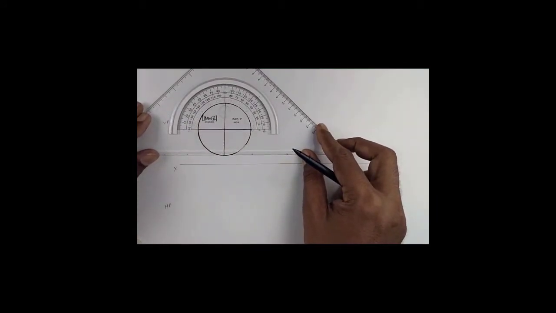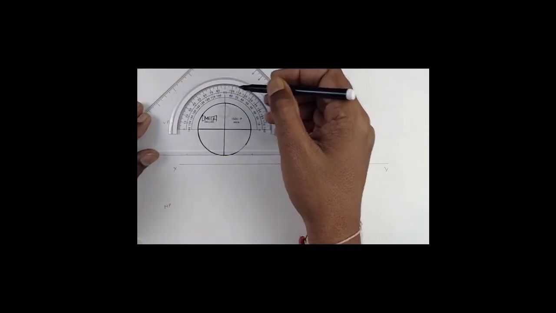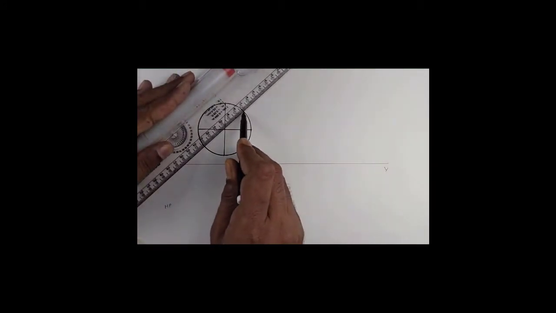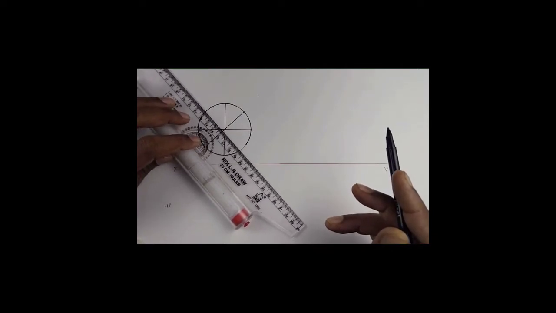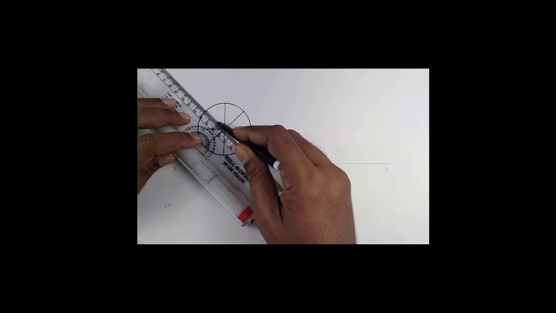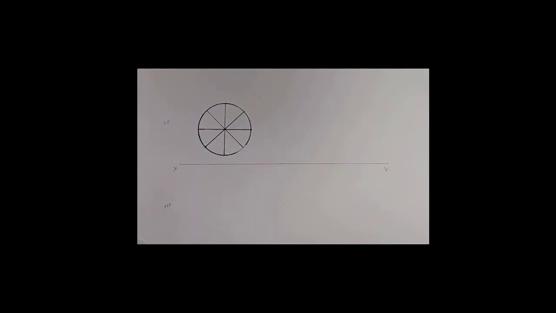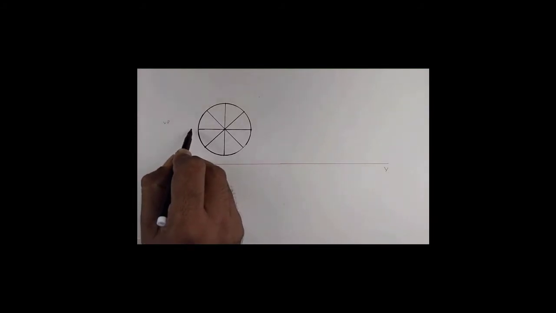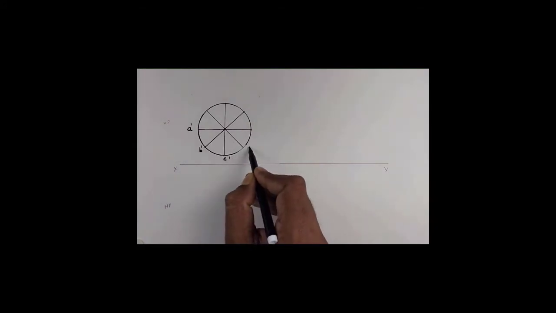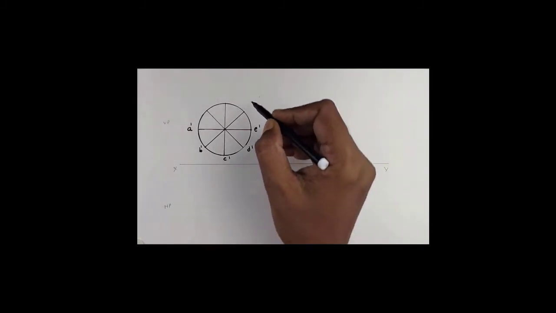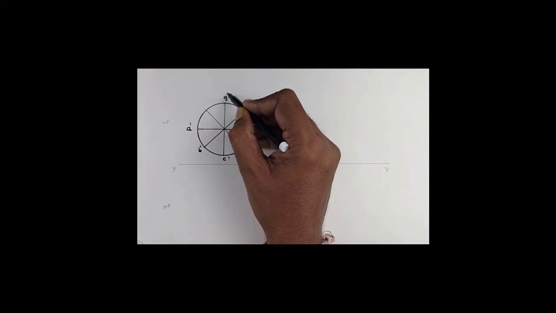I take the angle 45 degree on both sides. Then we join with a circle and we create the more elevation of generators. Now in cylinder, your lower base on VP. So first off is A dash, B dash, C dash, D dash, E dash, F dash, G dash, H dash.